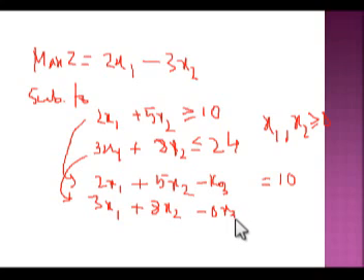Here x3 will not be used. Here we will put in the slack variable x4. So here x4 is not used in the first equation, so we put in 0x4. And this is equal to 24.